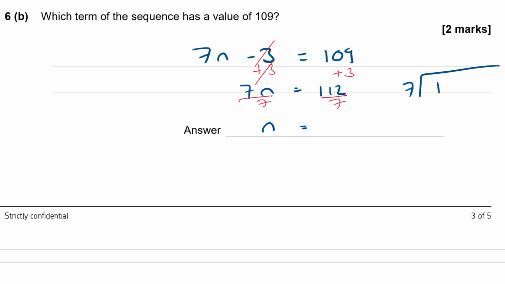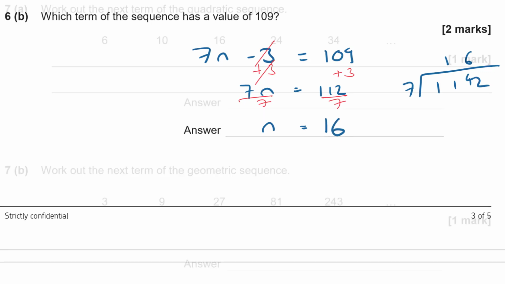7's into 112. 7's into 1 don't go. 7's into 11 go once, remainder 4. And 7's into 42, that goes 6 times. So I've got n is equal to 16.